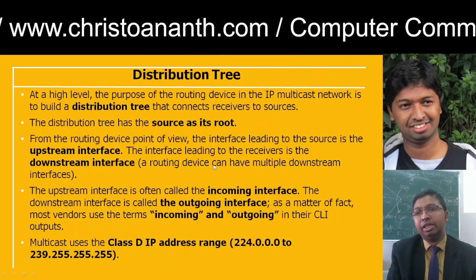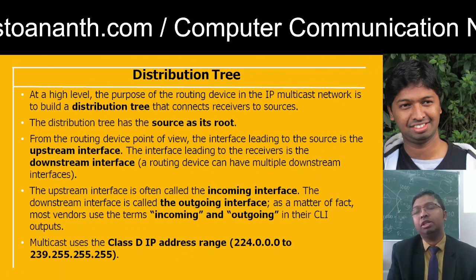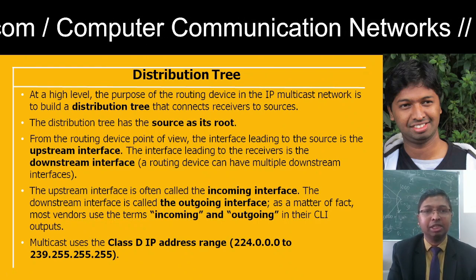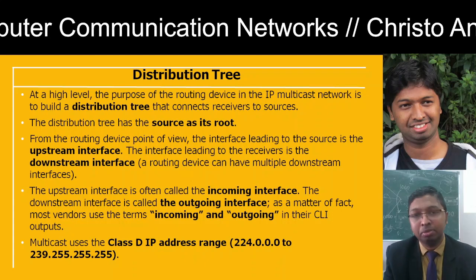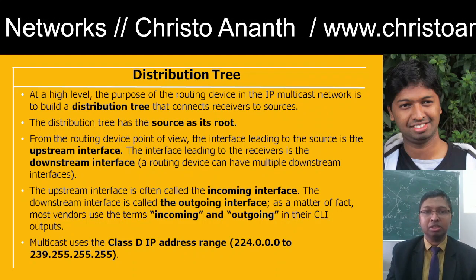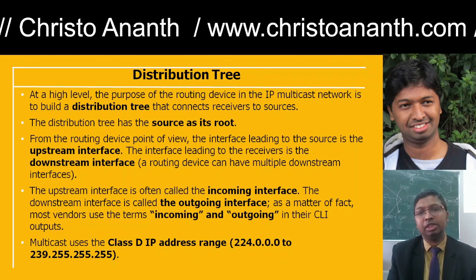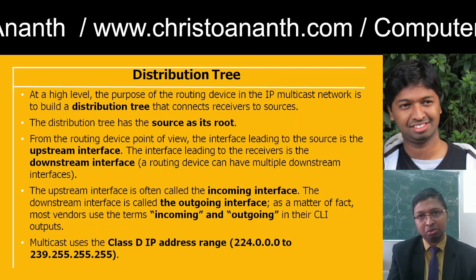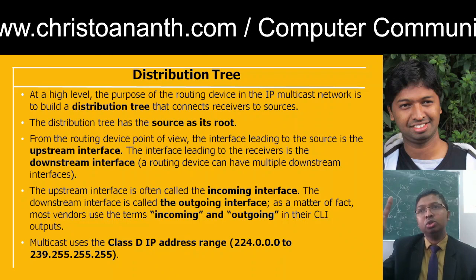And then here you will have the distribution tree. So the routing devices in IP multicast networks have to build the distribution tree, which is going to connect the receivers to the sources, and the distribution tree has the source as its root. Okay, and here we will be having two types of interfaces.